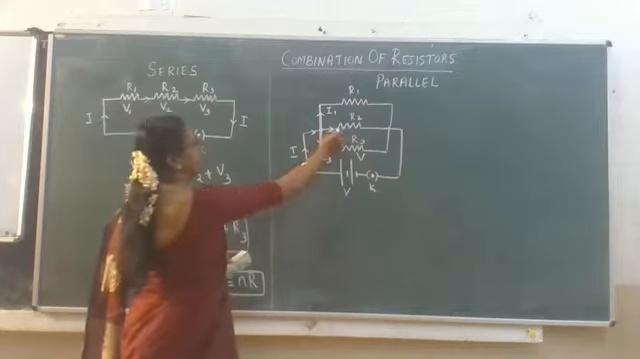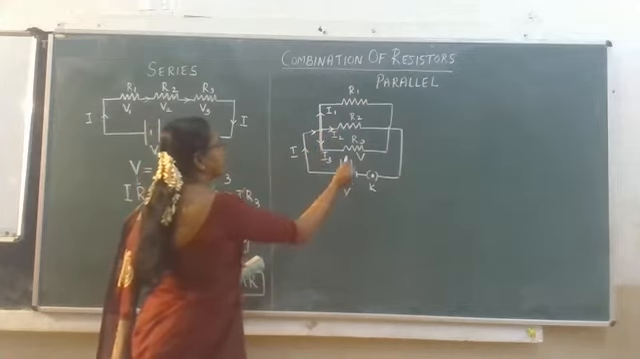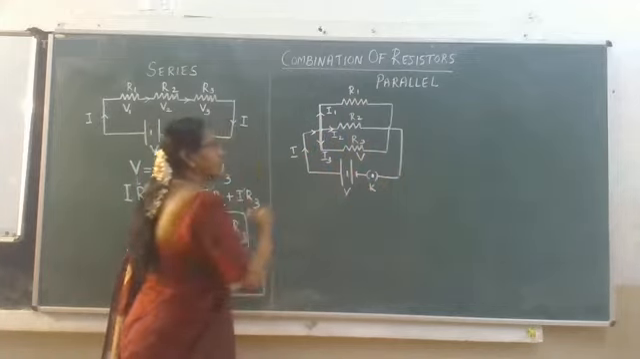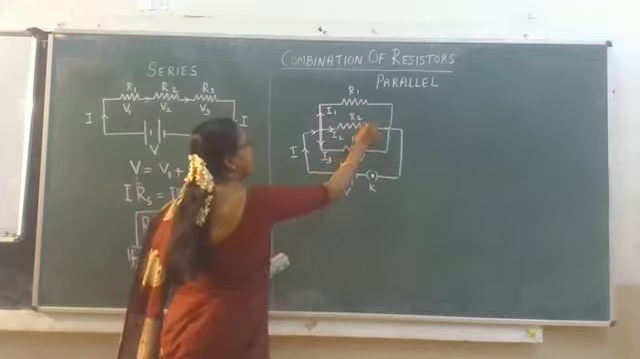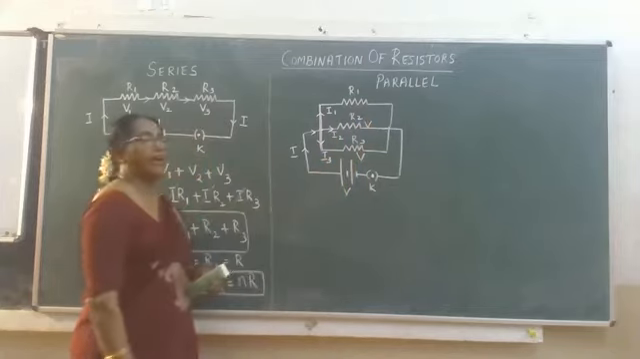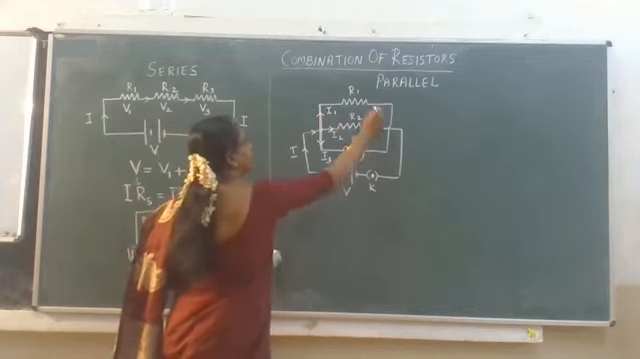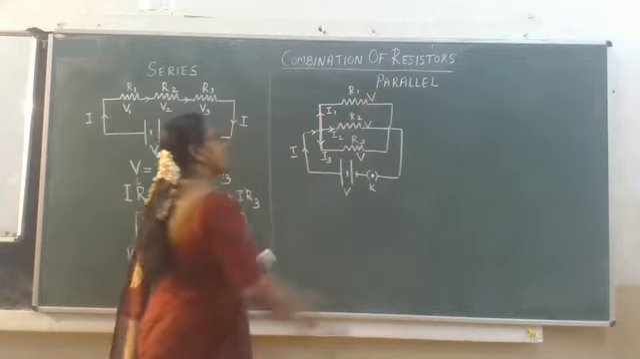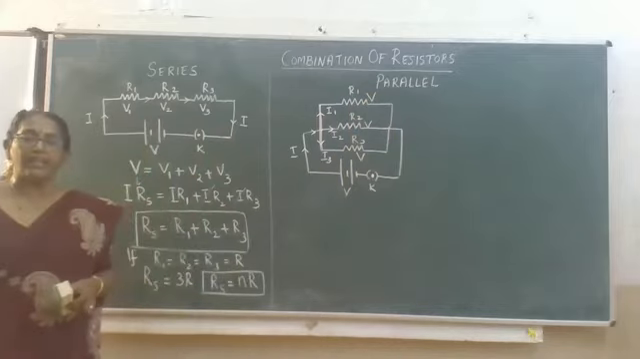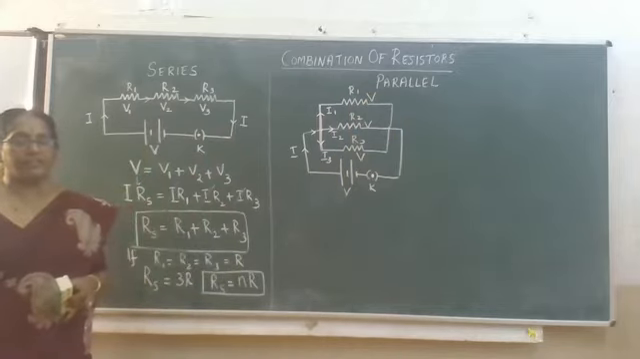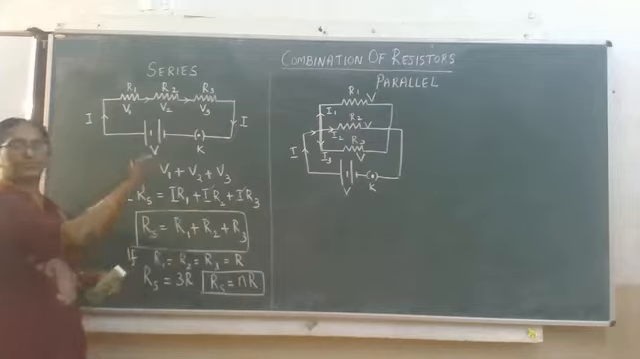Compared to this, R2 is also connected directly to the positive and directly to the negative. This will also get V volt. And R1 is also connected to the positive terminal as well as the negative terminal. Therefore, it will also get the same value of potential difference. So compare these two circuits.